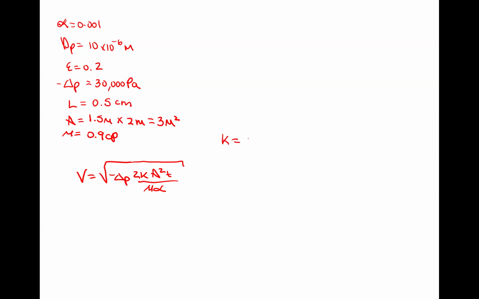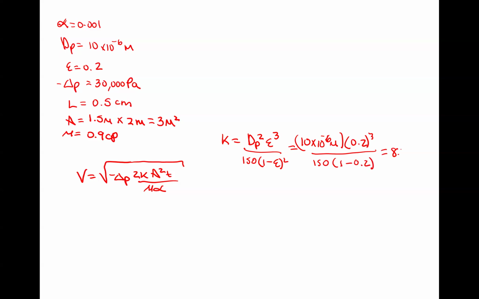So let's calculate kappa because that's an easy one. I have dp squared epsilon cubed over 150 times 1 minus epsilon squared. And so this is an easy calculation. 10 times 10 to the minus 6 meters, 0.2 cubed over 150, 1 minus 0.2, squared. You'll see that this is a very small number. Values of kappa are typically in the 10 to the minus 10 to 10 to the minus 15 range for this type of system. Now, the reason why there are two unknowns is because we have another equation.